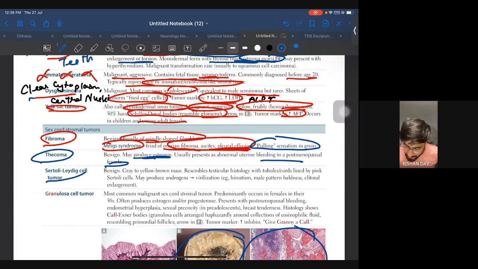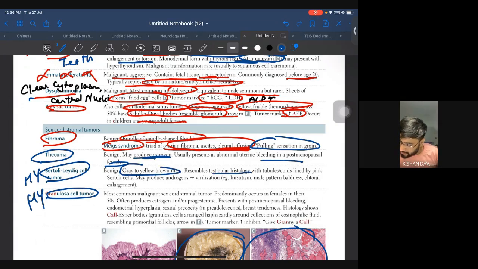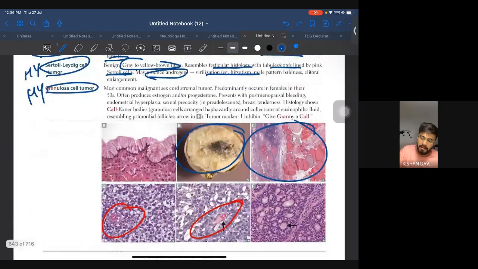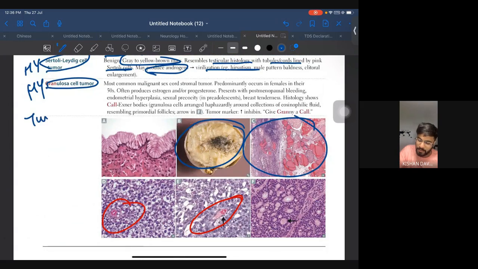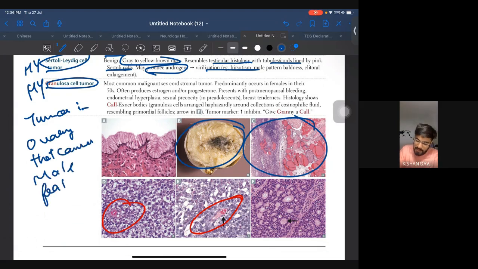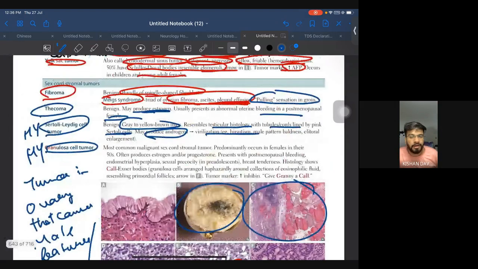Certainly, Leydig cell tumor and granulosa tumor are very high yield. So, gray to yellow-brown mass resembles testicular histology with tubules lined by pink Sertoli cells, may produce androgen. So, virilization. Now, in the question, they will say a tumor in the ovary that causes male features in a female, or they will give you that it produces androgen. Okay, so that is Sertoli-Leydig cell tumor.